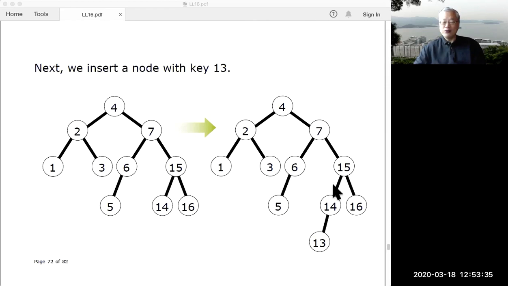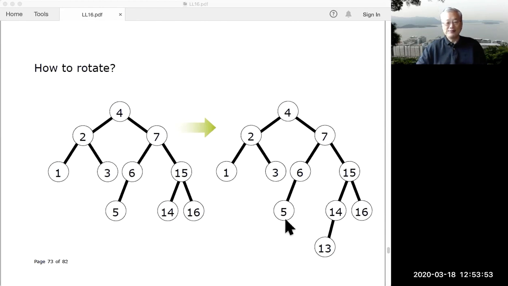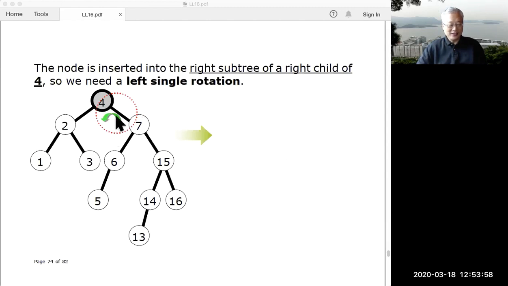So in this case, we do a single left rotation. So where is the axis? Anyone? 4, 7? Yes, 4, 7, good. So how to rotate? We do it here, okay? 4, 7, left rotation, because the new node is in the right subtree, okay? So we do a left rotation.